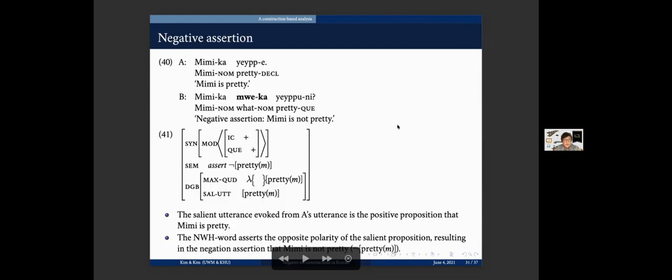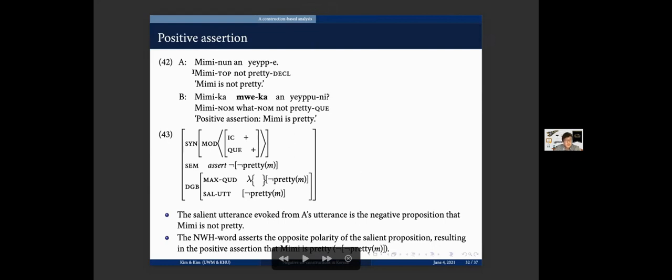So the present analysis can explain how the NWH construction can convey a negative assertion. For example, in 40, here, 미미가 예뻐, Mimi is pretty, and B says, 미미가 뭐가 예쁘니? This means Mimi is not pretty. So here, the silent utterance is the positive proposition that Mimi is pretty, which is evoked from the previous utterance. And the NWH phrase functions to assert the reverse polarity of the salient proposition here. So not P. So this means that Mimi is not pretty.